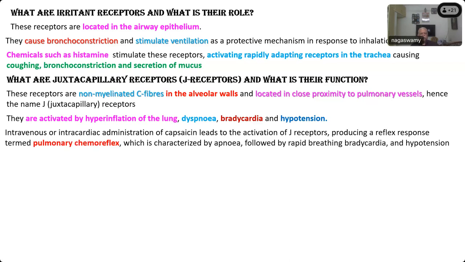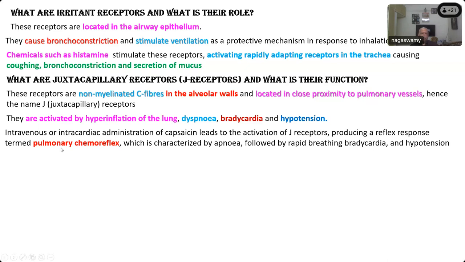Intravenous or intracardiac administration of capsaicin leads to activation of J receptors, producing a reflex response termed the pulmonary chemoreflex. This is a new terminology, not given in many textbooks. So you have to know this for additional marks, or if some intelligent examiners ask about these things, you can just answer. It is characterized by apnea followed by rapid breathing, bradycardia, and hypotension. If a drug or capsaicin is intravenously administered, it can directly stimulate the J receptor.